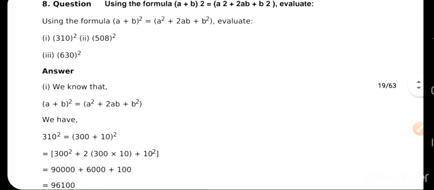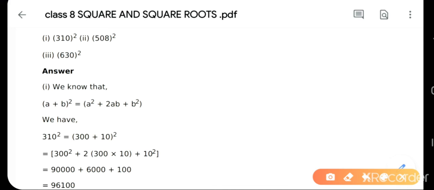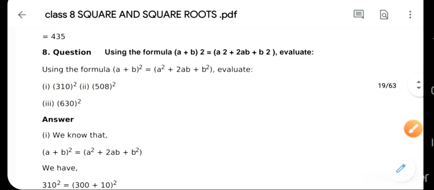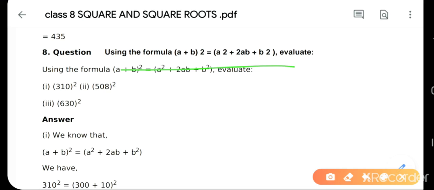Let's come to question number 8. Using the formula a plus b whole square equals a square plus 2ab plus b square, you have to evaluate these three numbers. This is very easy. It has been done in the examples also and explained in the previous videos also.